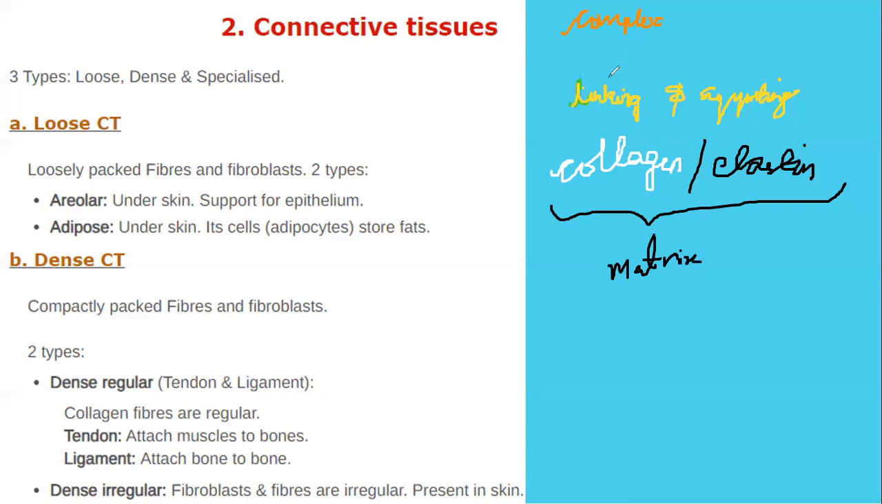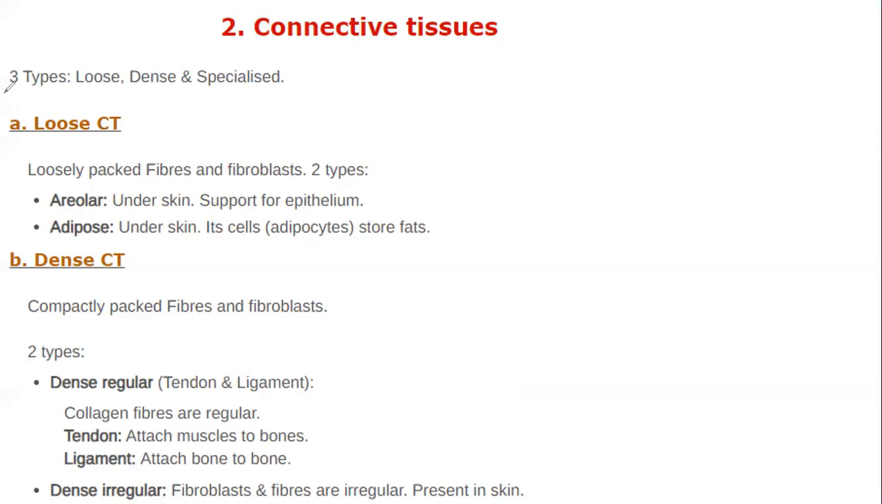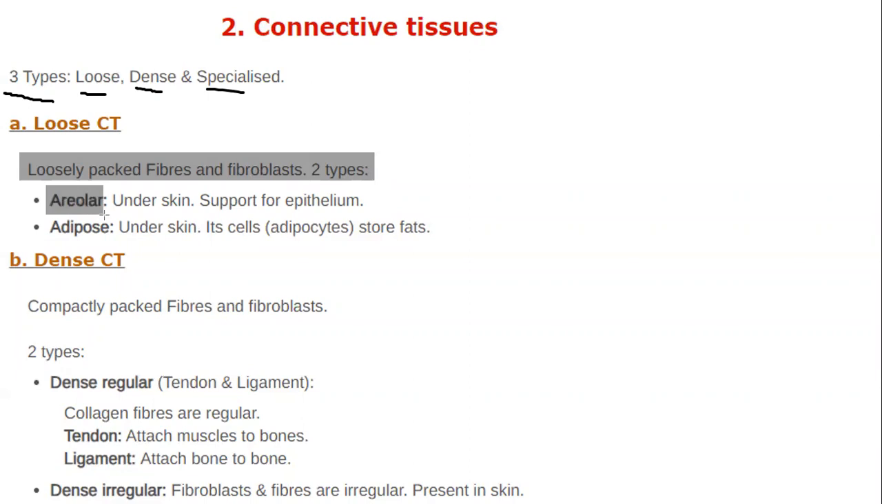Okay, fine. Then, connective tissues are of three types: loose connective tissue, dense connective tissue, and specialized connective tissue. Loose connective tissue has loosely packed fibers and fibroblasts and is of two types, areolar connective tissue and adipose connective tissue, both present under the skin. Areolar connective tissue supports the epithelium, and adipose connective tissue has cells called adipocytes that store fat.